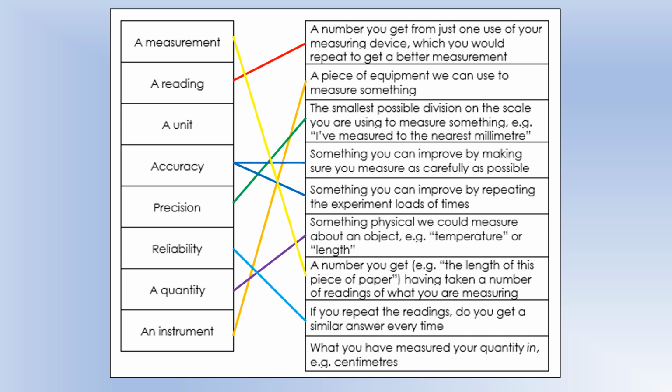What you have measured your quantity in, e.g. centimeters, that is called the unit. And once we have a reading, we always write the unit afterwards to make it clear what it is that we are trying to get a reading of. Okay, so that's our terminology that we're going to be using in physics experiments all the time.